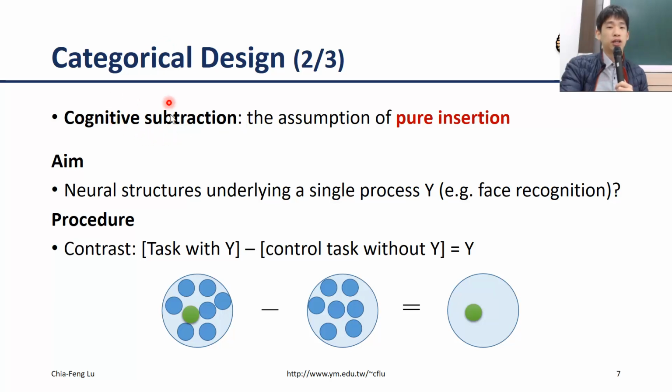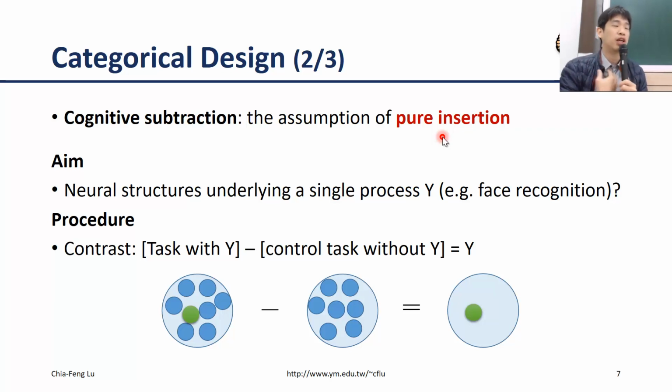That means cognitive subtraction. If you do the subtraction, you may think it is a mathematical process, but actually in our brain, it's more like cognitive subtraction. It has a very strong assumption that you need to believe or assume that every condition in your brain is kind of a pure insertion. That means one condition won't have any interaction with another one.